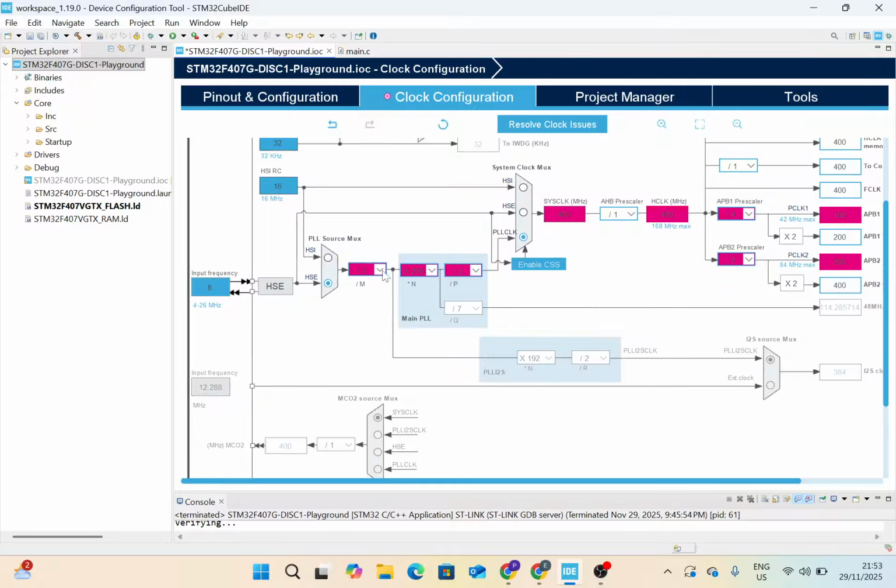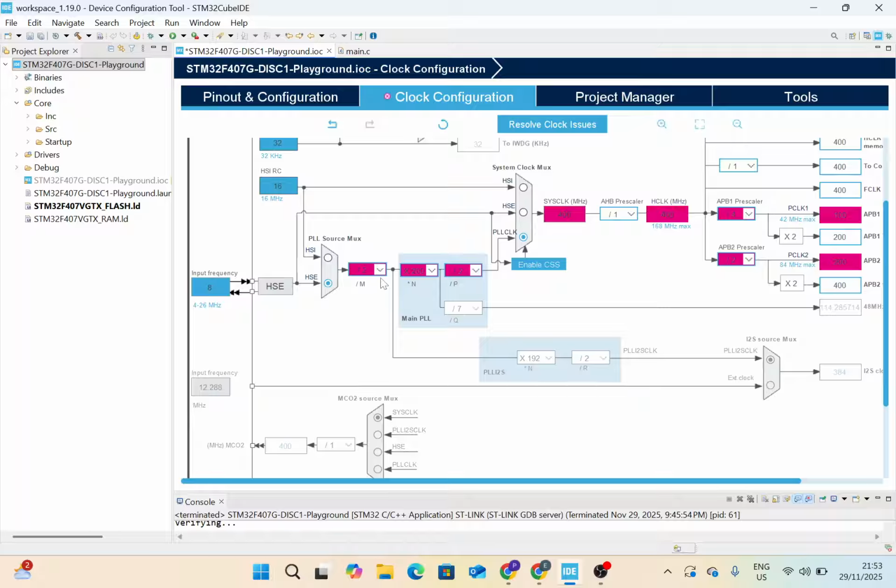So whenever it turns red like this, it means you are violating some design constraints in this particular section of the clock tree, and until you fix it, you cannot translate this into code for the microcontroller unit to behave properly. In this video, my target is for us to configure the microcontroller to operate at 100 megahertz, right?